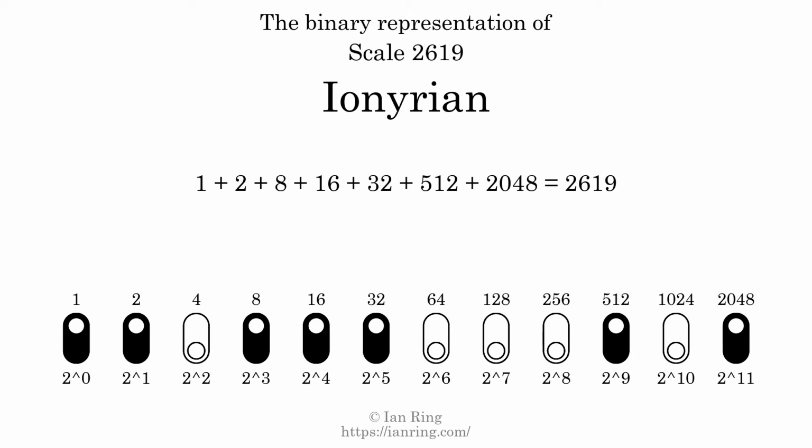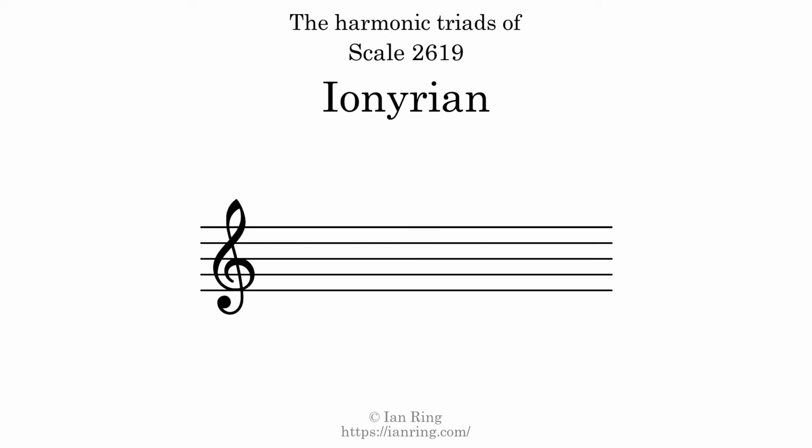2619. That is why the scale number, in decimal, is 2619. The scale number not only enumerates the scale with a unique index, but it also literally describes the tonal content of the scale. Represented as a binary number in base 2, the scale number is 101000111011. Here are the harmonic triads present in this scale.